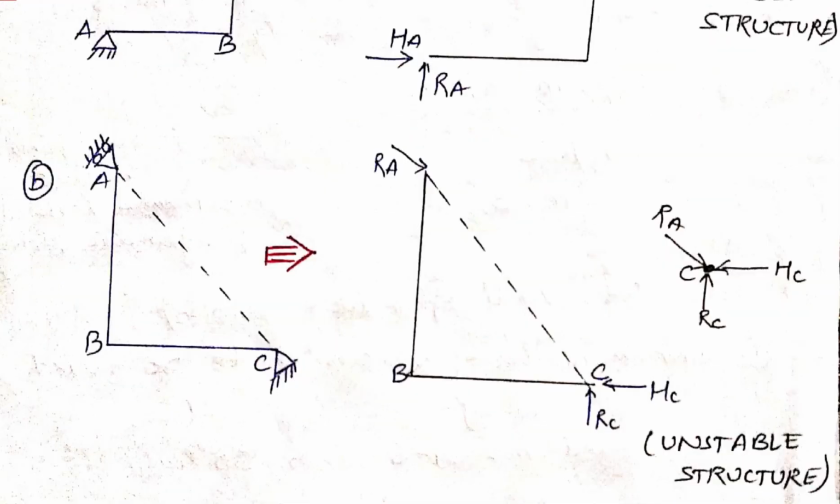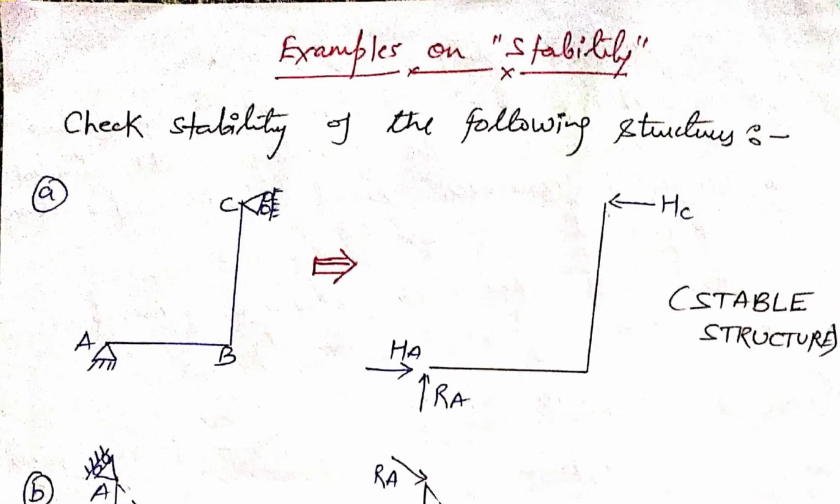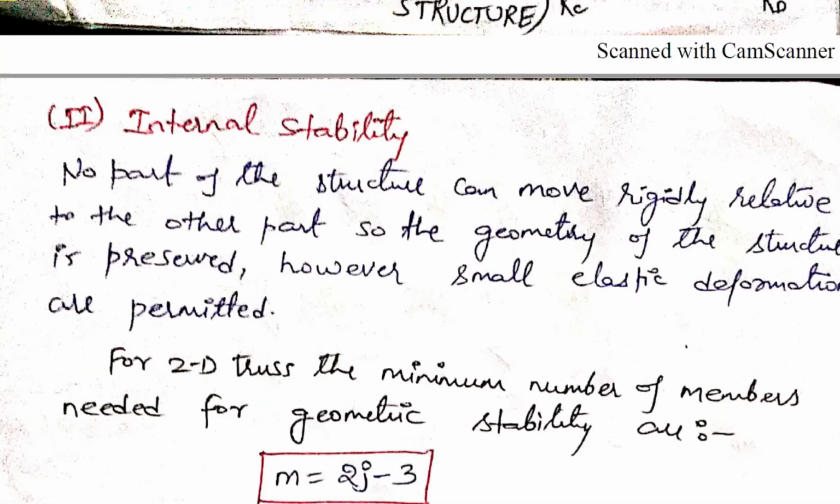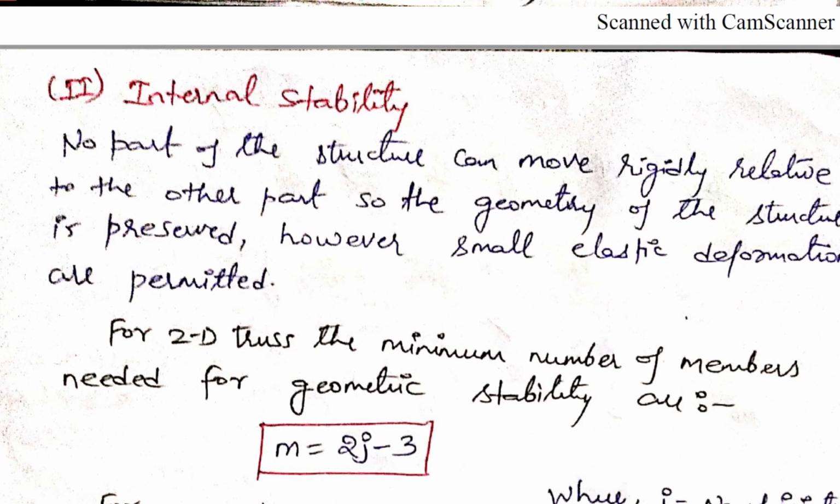Based on this, we can check whether our structure is stable or unstable. Okay, so let's move on to another part of stability, that is internal stability. For internal stability, no part of the structure can move rigidly relative to the other part, so that the geometry of the structure is preserved. However, small deflections and elastic deformations are permitted, so that the geometry of the structure is preserved.